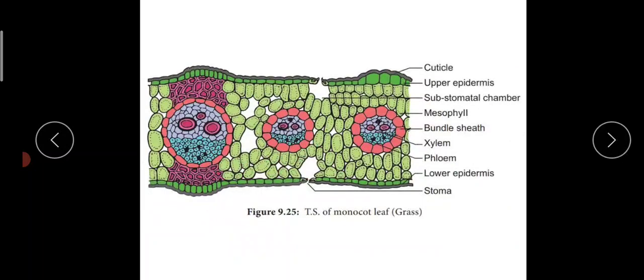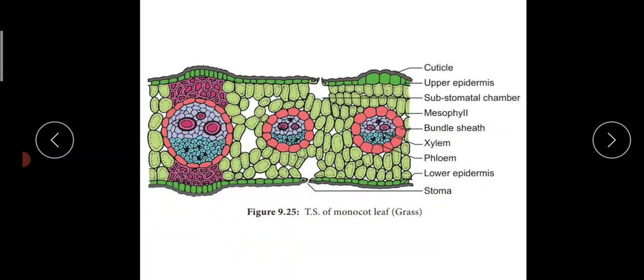And coming to the monocot leaves, they stand erect, and both of the surfaces receive almost the same quantity of sunlight. So the leaves are isobilateral, while in dicots it was dorsiventral. Okay, the two sides were different. We can differentiate between the upper and lower side.